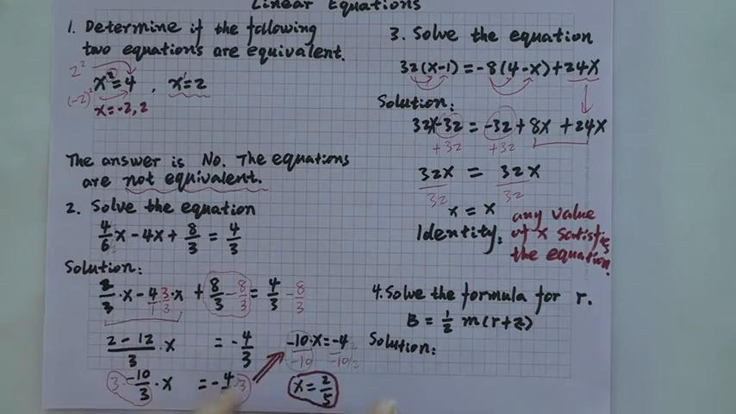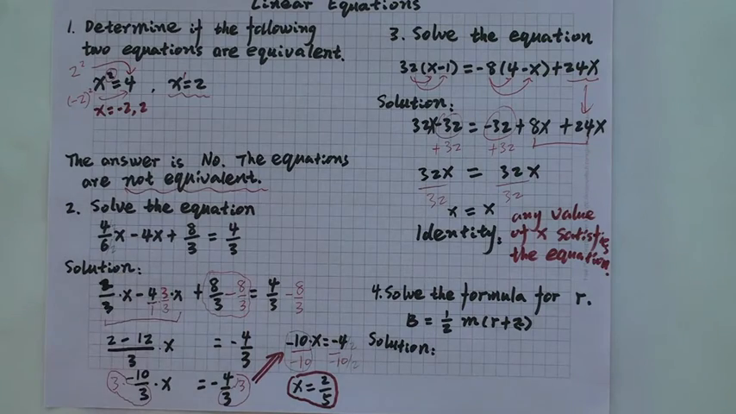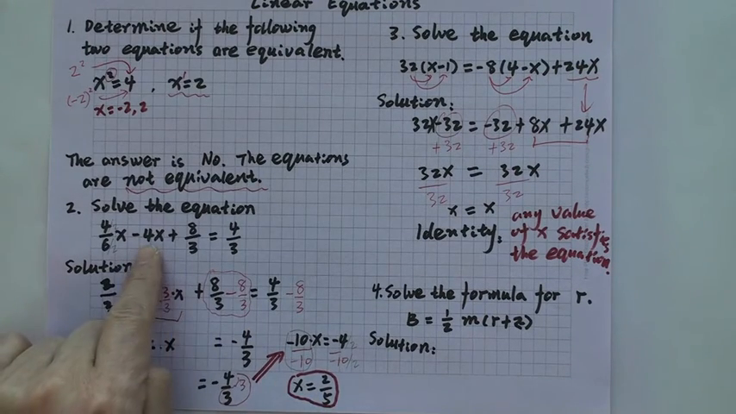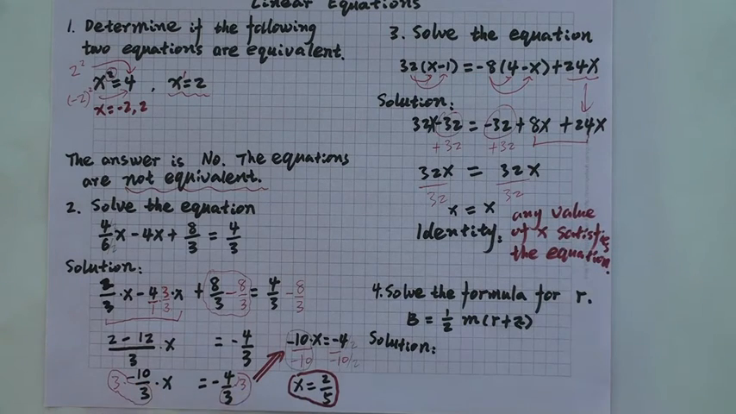So this one is special, and the previous one is conditional. X equals 2/5. Only this value satisfies that equation. But this one works for all x. Any value of x satisfies the equation. So it's called an identity.